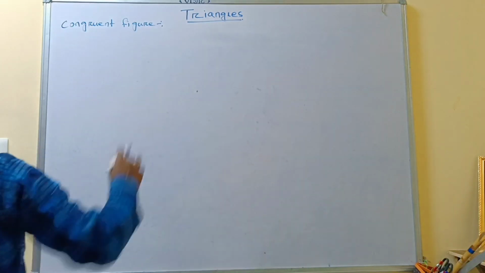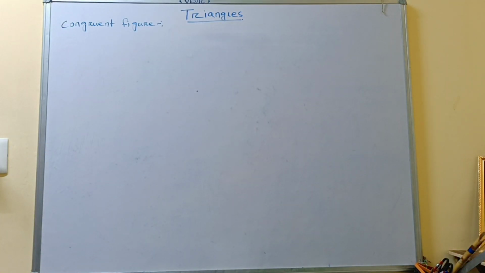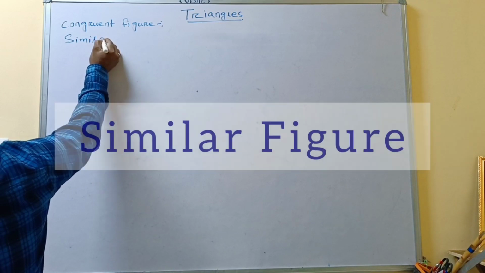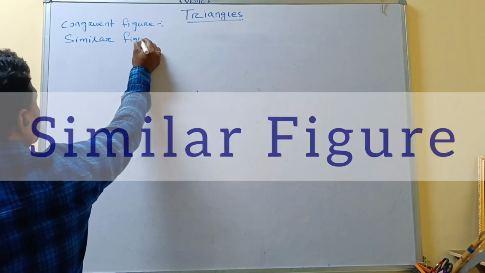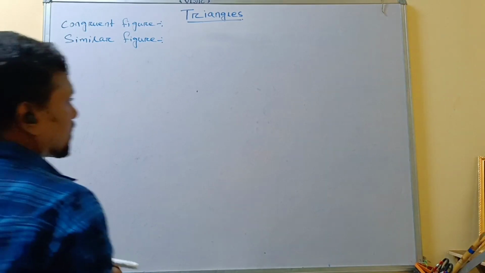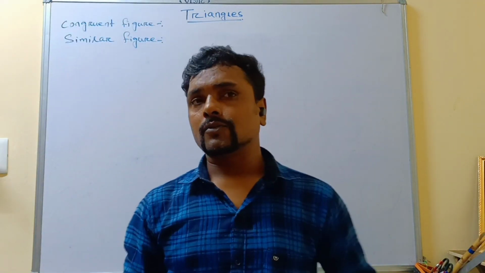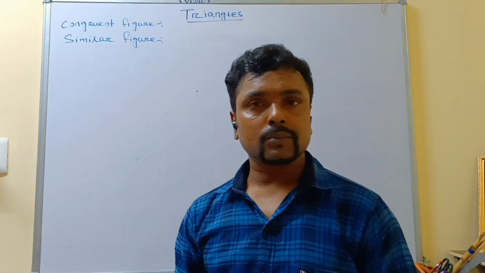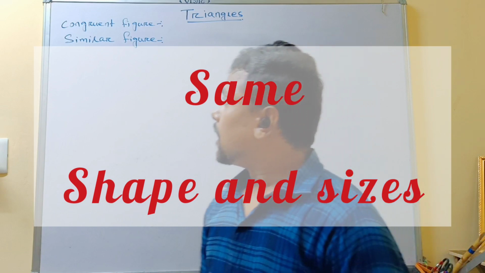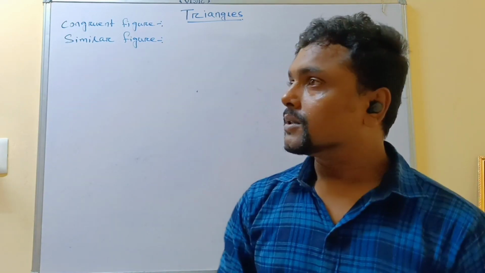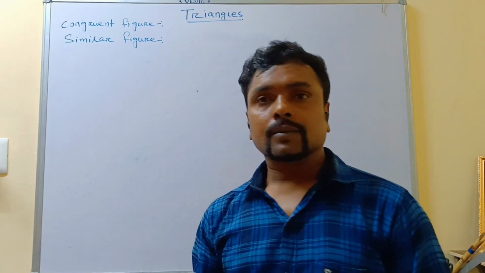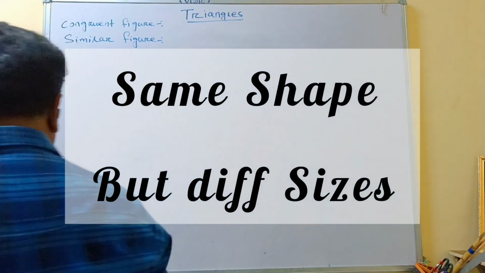So, after discussing congruent figure, we want to discuss what is similar figure. If we go to the definition of congruent figure, two figures are said to be congruent if they have same shape and same sizes. And similar figure means two figures are said to be similar if they have same shape but different sizes. Let's discuss, we will understand.